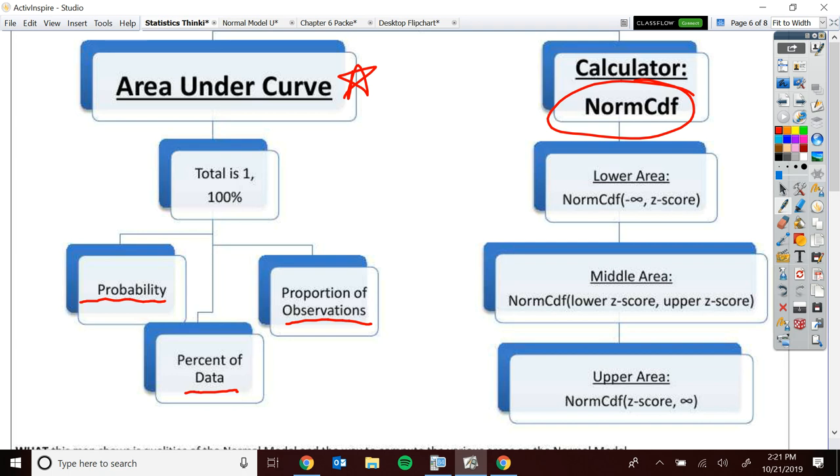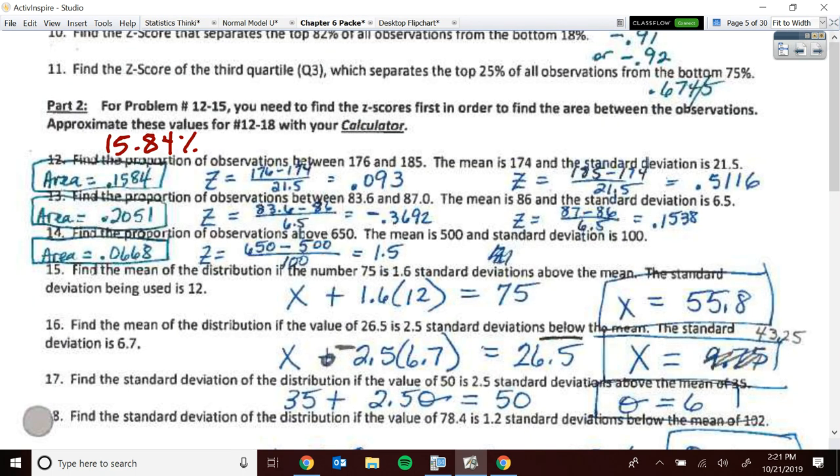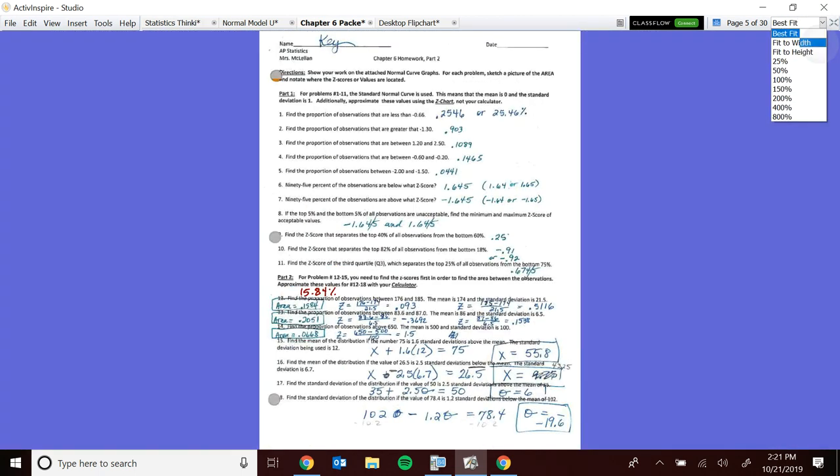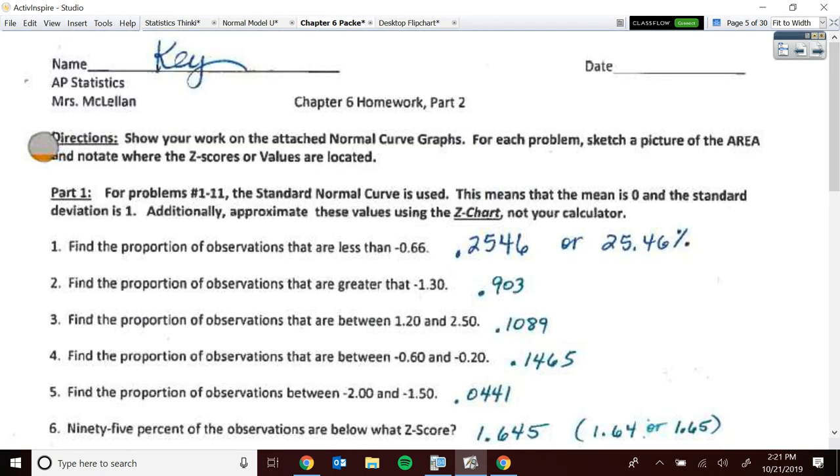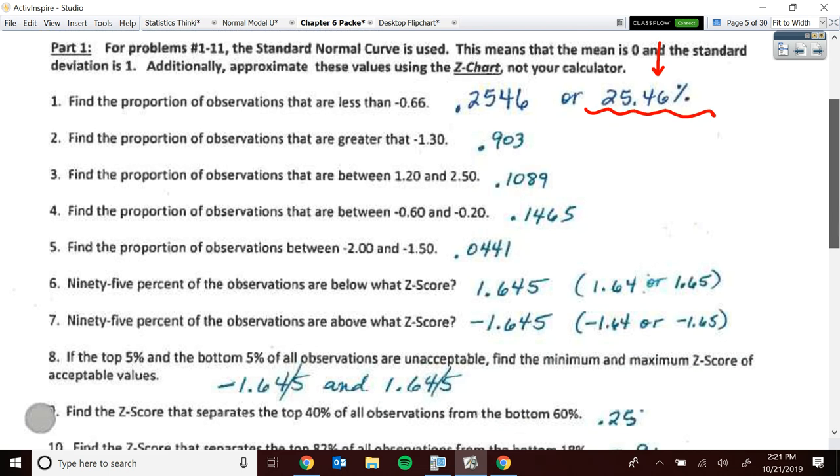Okay. So then a real quick check, we could look at your homework and see how you did on those few problems I had asked you to do. On page 12, you had numbers 1 through 5. You can check these numbers real quick. I don't care if you write it as a decimal or a percent. It's the same. 0.903 for the second one. The third one, 0.1089. The fourth one, 0.1465. And the fifth one, 0.0441. I go to 4 decimal places on these areas so that when you turn it into a percent, the percent has 2 decimal places.